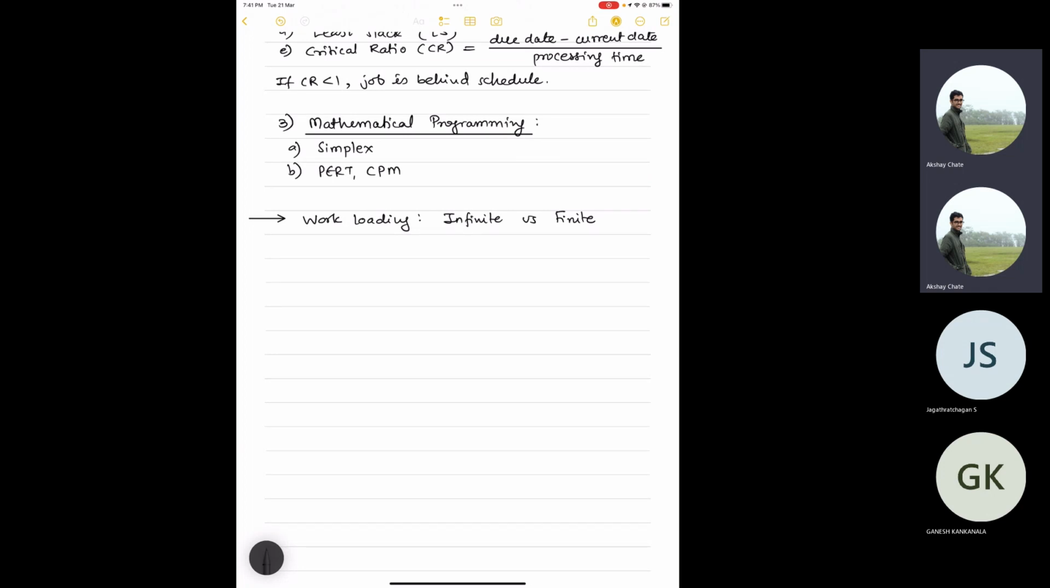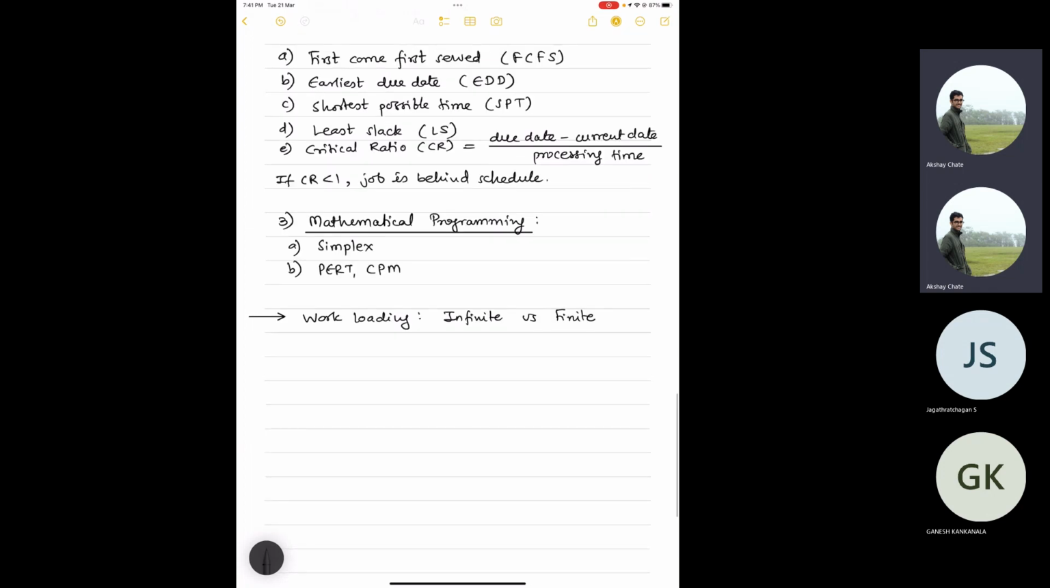Anyway, so yeah, that is the importance of this critical ratio. So basically, if for any particular activity your critical ratio is less than 1, that means your job is behind schedule and you need to prioritize that one. So that is what it means.